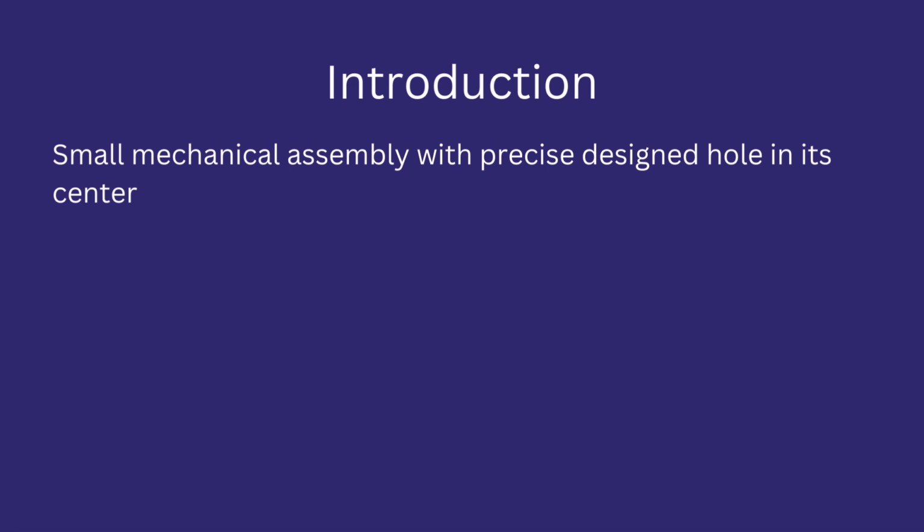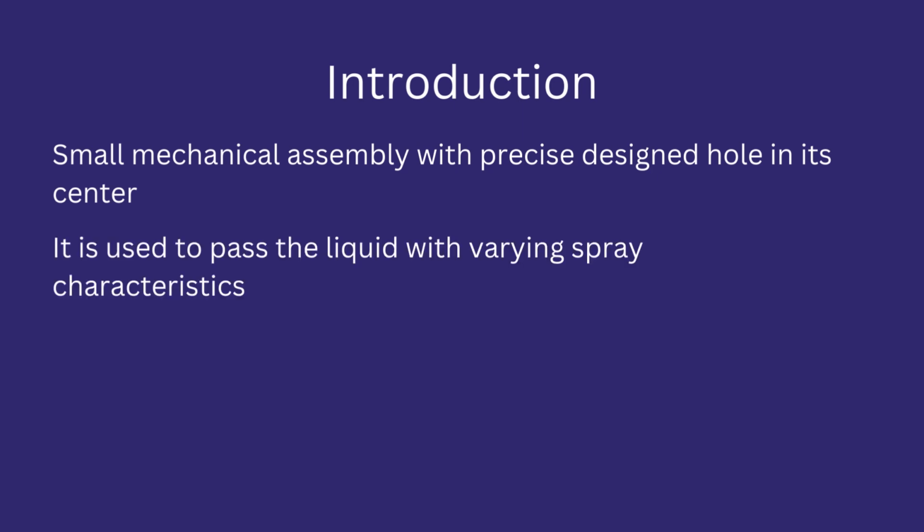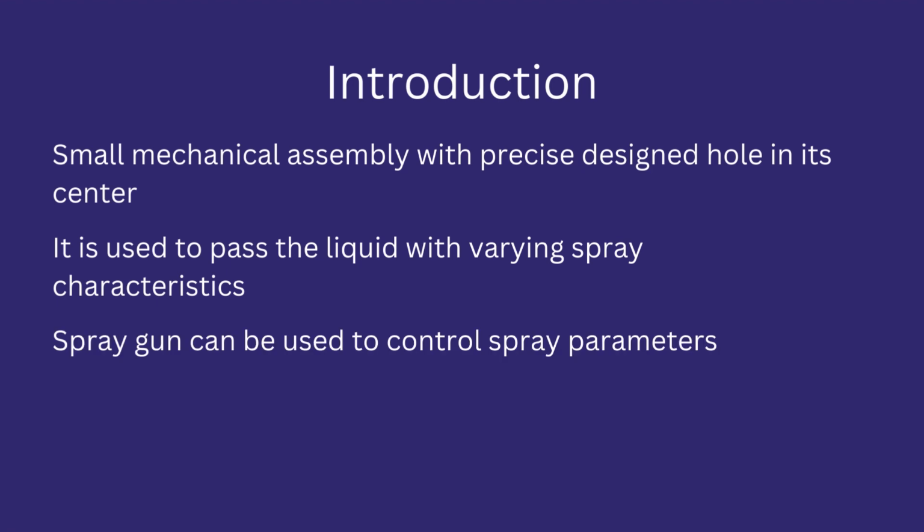Introduction. The spray gun is a small mechanical assembly with a precise hole in its center. It is used to pass the desired liquid through the hole with varying flow characteristics in the form of a spray. By using a spray gun, spray characteristics can be controlled and adjusted according to the process and product requirement.